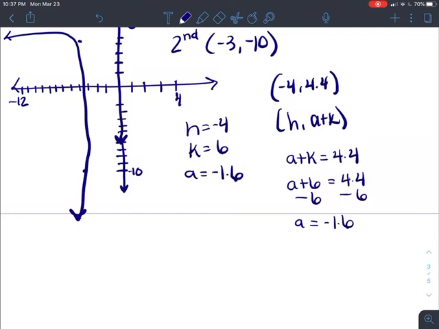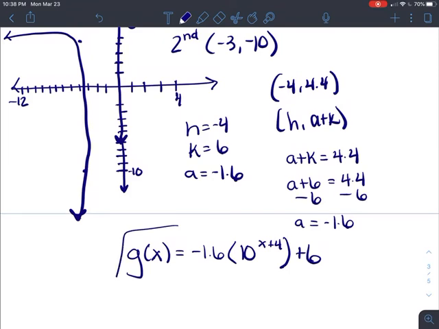Okay, and now I can draw my function. So g of x equals my a, which is negative 1.6, my base of 10 to the x, okay, since my h is negative, it's going to be x plus 4, and plus 6. This is my function, okay?